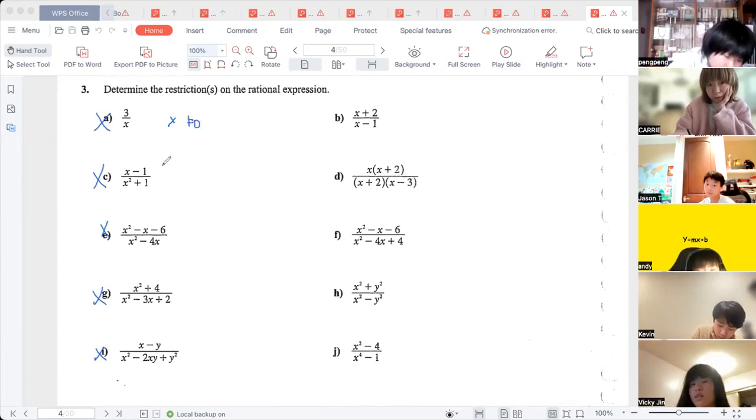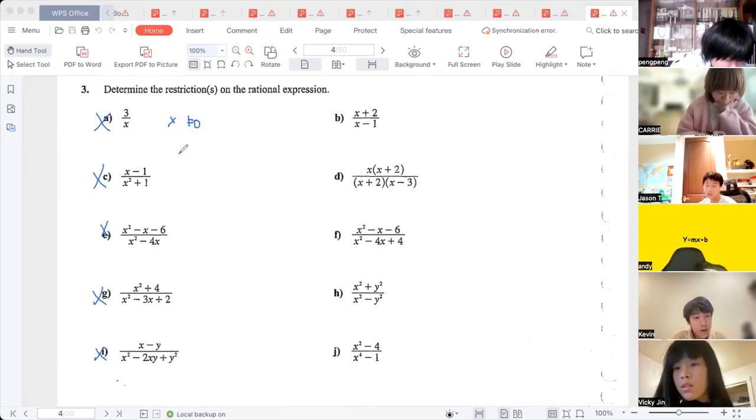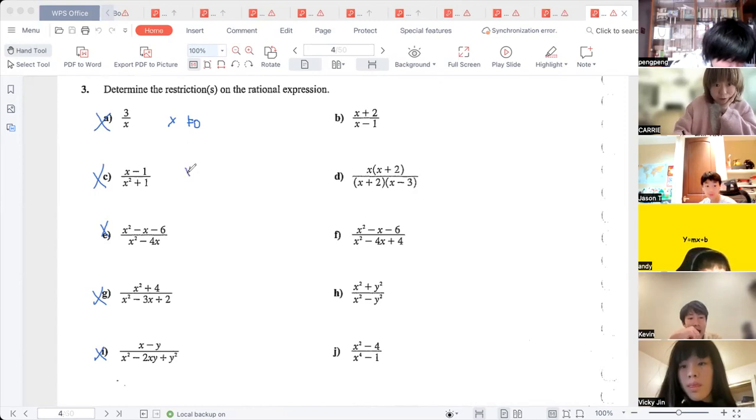Are you done, everybody? Is it the same? Yeah. Okay, so number 2, Jason, can you tell me, x minus 1 over x squared plus 1, what is making the restriction? Oh, x cannot be 0. No, wait, actually, x cannot be 1, and no, x could be anything. x could be anything, okay? Yeah. Restriction.